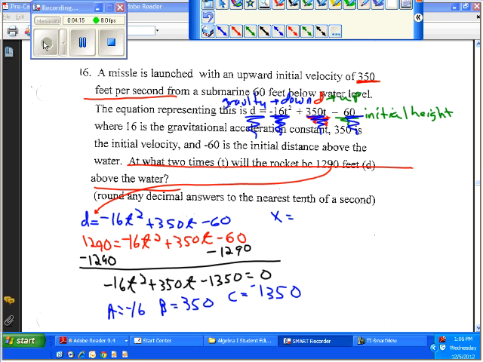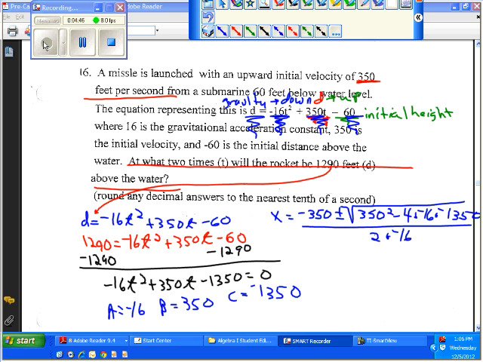We're going to have x is equal to the opposite of b. The opposite of a positive 350 is a negative 350, plus or minus the square root of b squared. The original b was positive 350. Thank you. Quantity squared. Therefore, it doesn't need to be in the parentheses. Minus 4 times the a value of negative 16 times the c value of negative 1,350, all over 2 times the a value of negative 16.